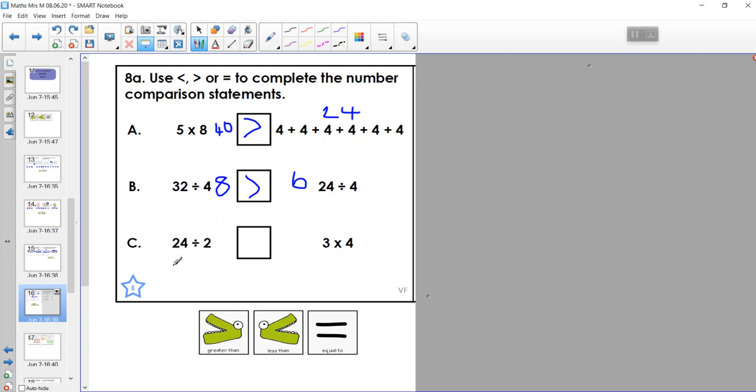Now, 24 divided by 2, so if I half that, I'm going to make 12. And 3 times 4 is 12. So they are the same. So they are equal to.